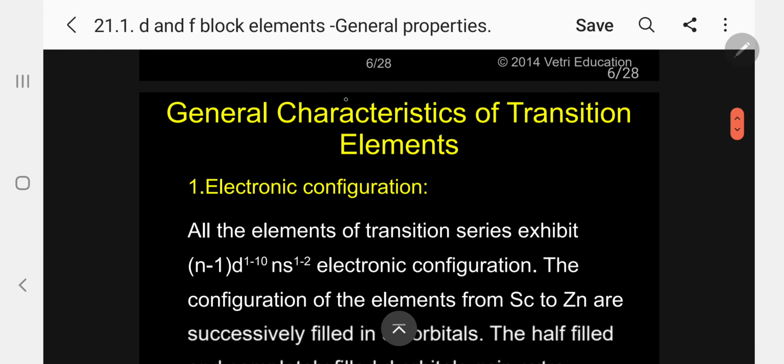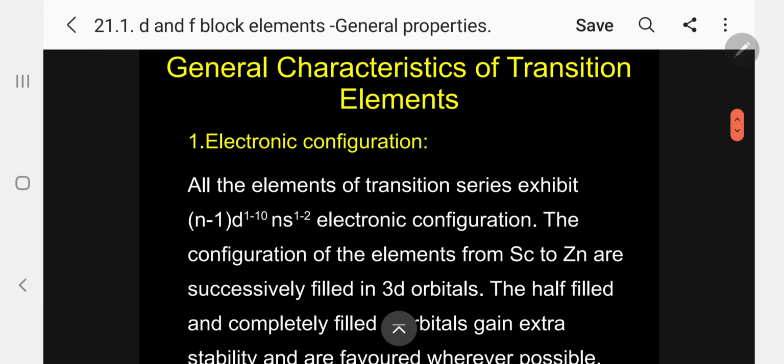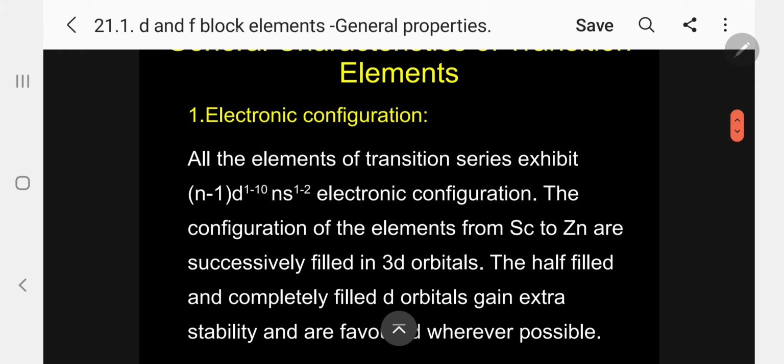So we are going to discuss them individually in detail. Please follow. Questions can be asked only from this general characteristic of transition elements. First, let me discuss the electronic configuration. Kindly follow. All the elements of the transition series exhibit this general electronic configuration: (n-1)d 1 to 10, ns 1 to 2.